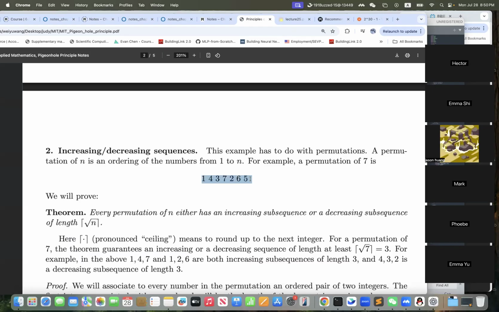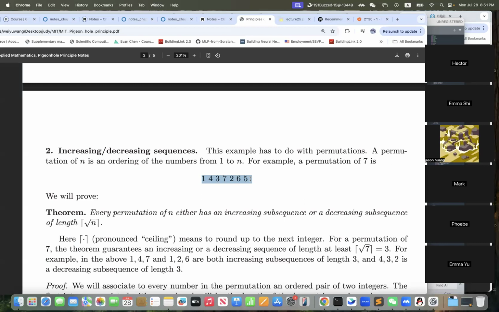Did you say 137 yet? Yeah, maybe give us something. Oh, yeah. 146? 146. Yeah, that's also valid. Cool. So maybe Hector, can you give us a decreasing subsequence?